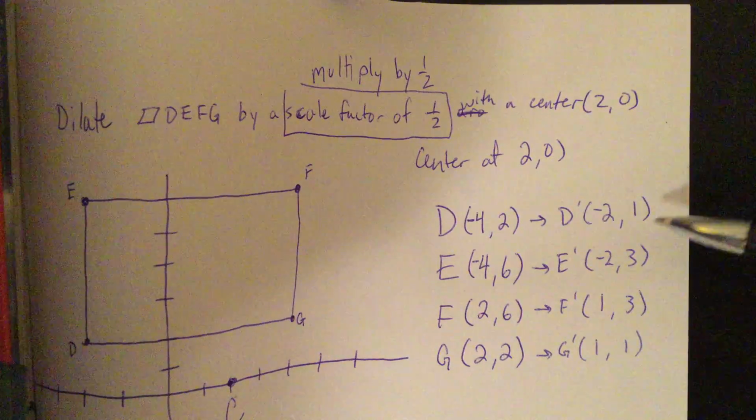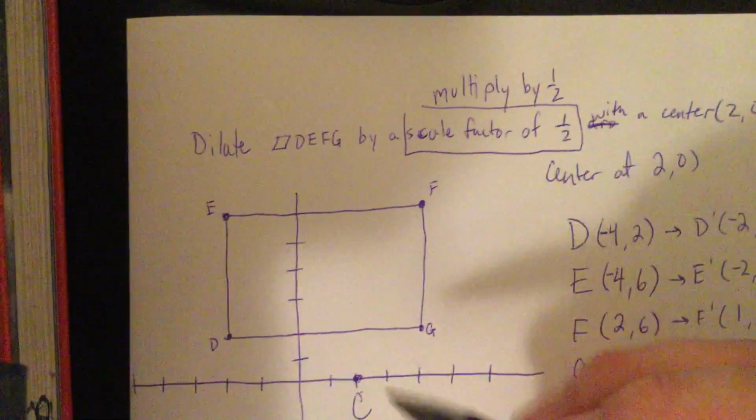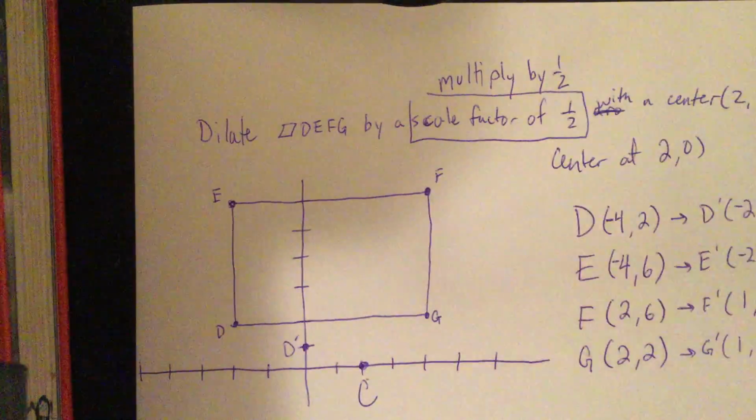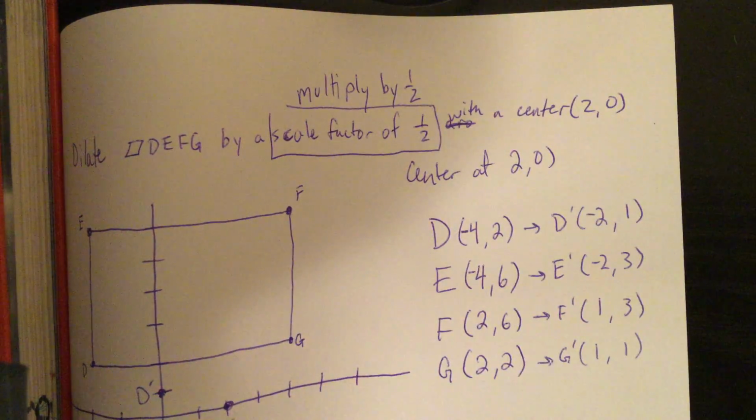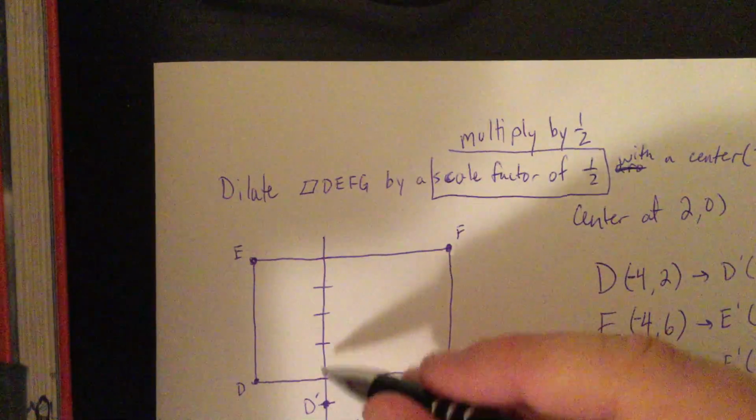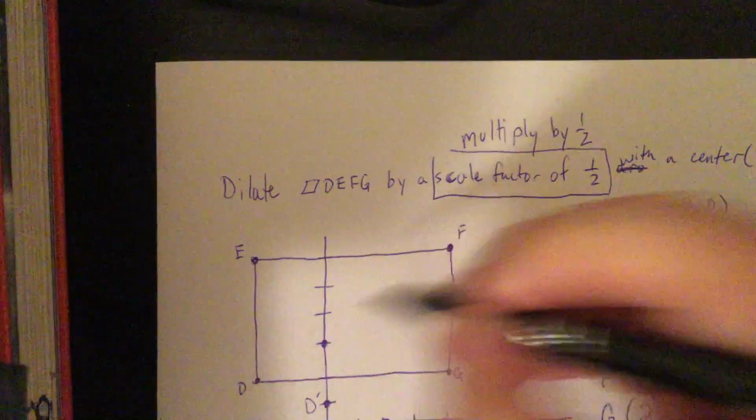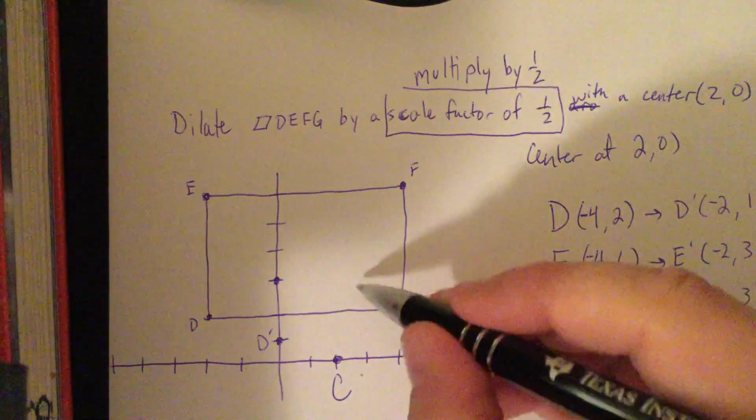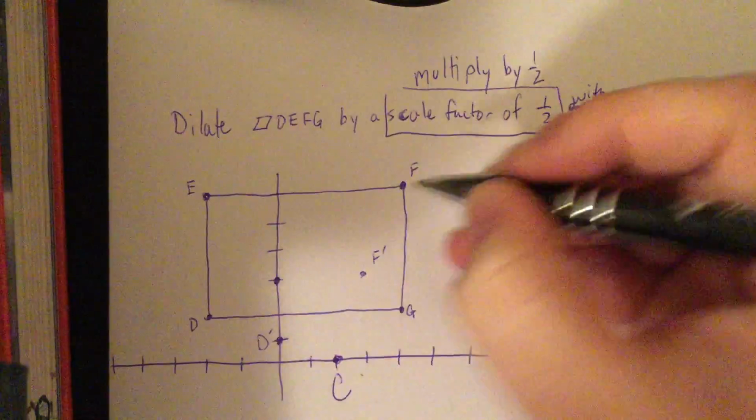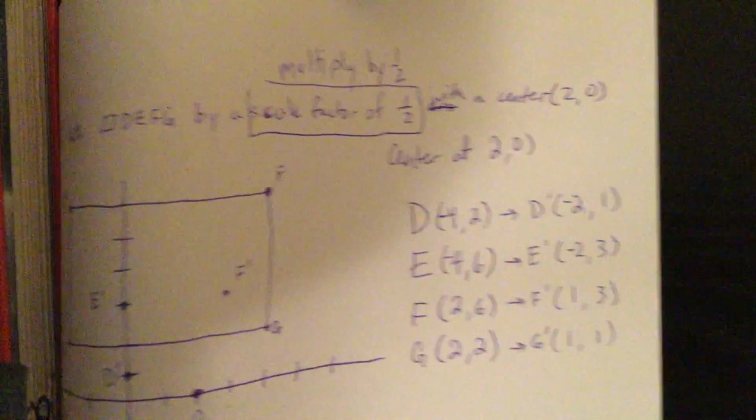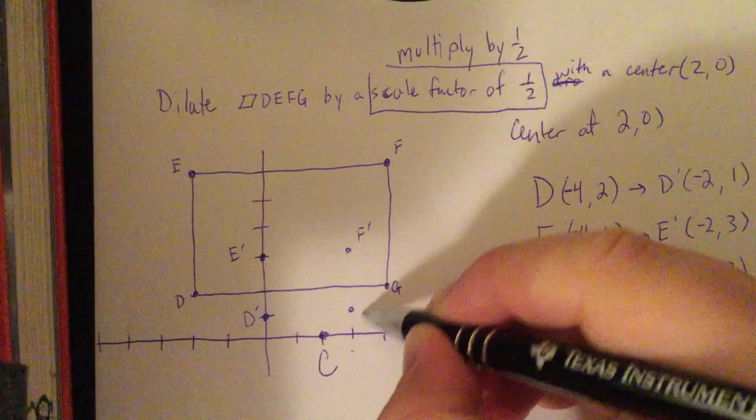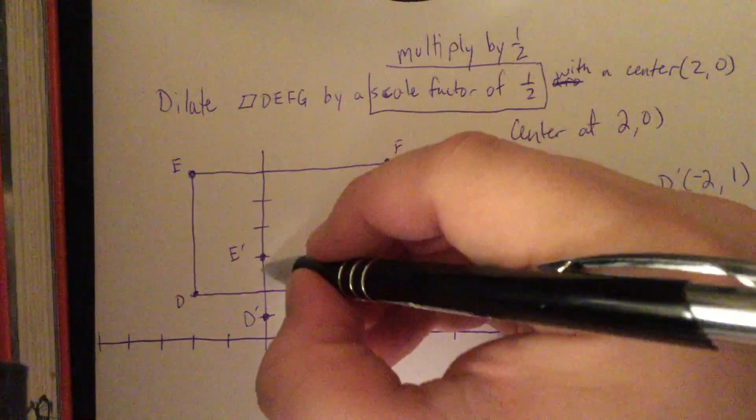Alright, so D prime, I have negative 2, comma 1. So starting at my center, 2 to the left, up 1. There's D prime. E prime, negative 2, comma 3. 1, 2, 1, 2, 3. F prime, negative 1, comma 3, or positive 1, comma 3, rather. 1 to the right, 1, 2, 3. F prime. And then my last one, G prime, is 1, comma 1. So start at my center, 1 to the right, 1 up. G prime. I'm going to connect these dots.